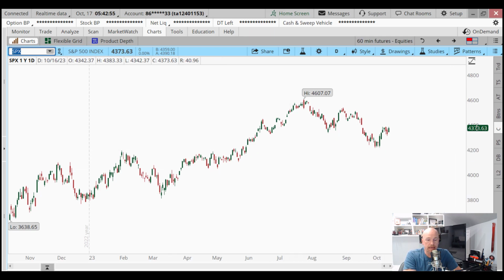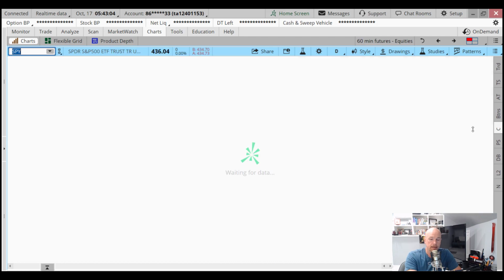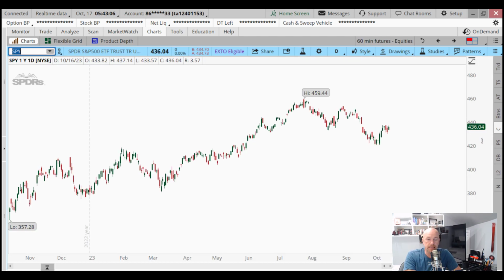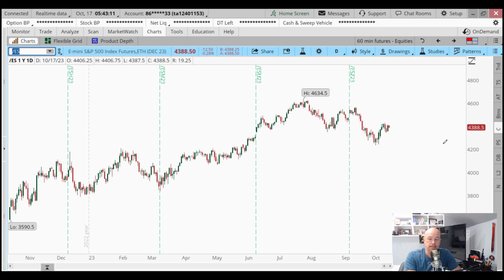For example, my index is sitting at 4373. If I look at the SPX, it's sitting at 4373. When I move to the SPY, it is trading at 436.04. And then when I look at the ES, I see 4388.5. So why all the different numbers? Well, because they're not all the same thing. They represent the same thing, but they are not all the same thing.